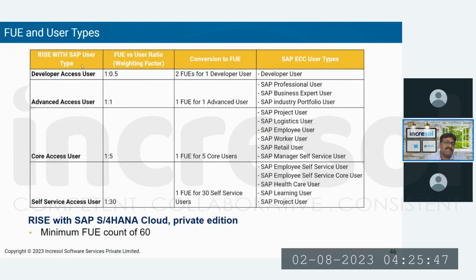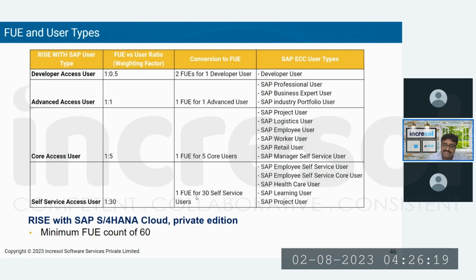RISE with SAP has different user types: developer user, advanced user, core user, self-service user. SAP previously had other types of users, and all will be renamed to these. You can see this mapping criteria here. One advanced user consumes one FUE, whereas one developer user consumes 2 FUEs. 5 core users consume 1 FUE. That means if you have 5 core users in the system, these can be counted in this category, which will consume only 1 FUE of your budget.